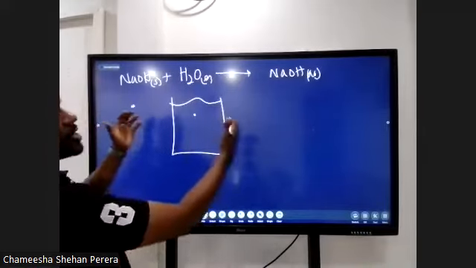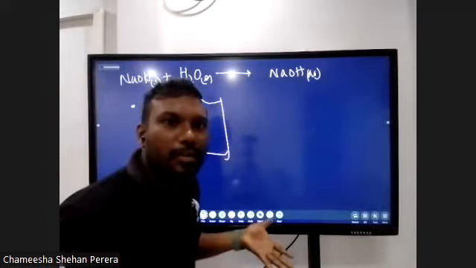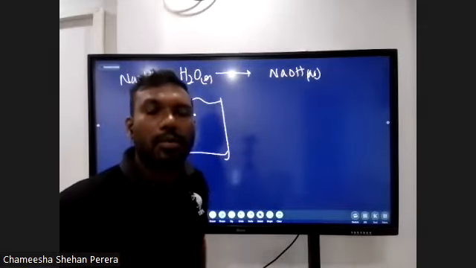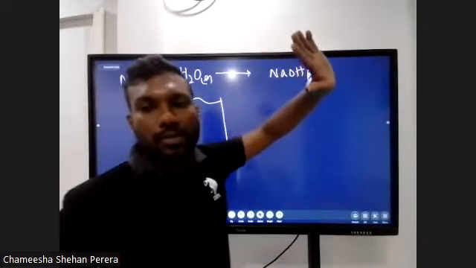So finally, when we mix these two mixtures, what is there in majority? The majority is water. There is a tiny amount of HCl and a tiny amount of NaOH. Put up your hand those who got it.